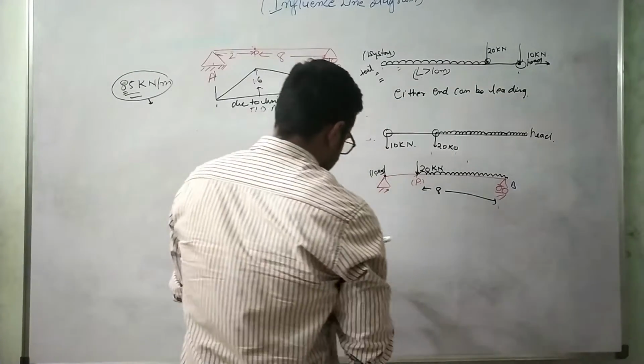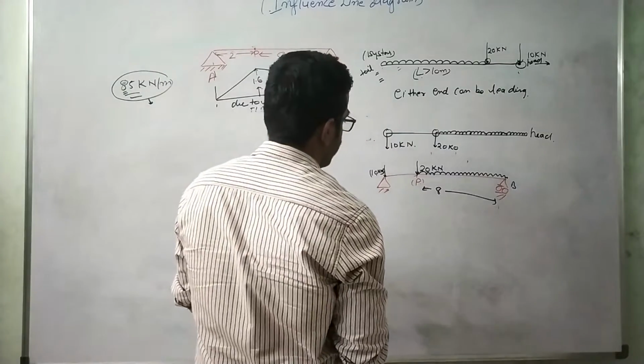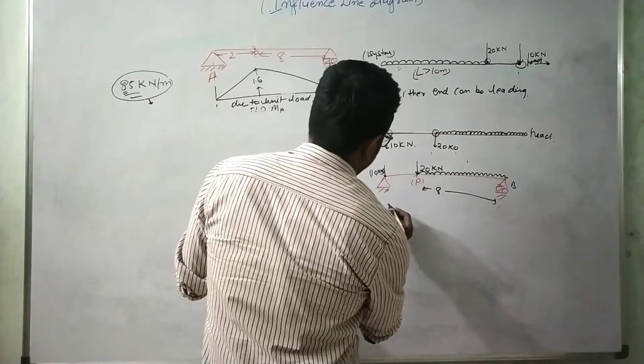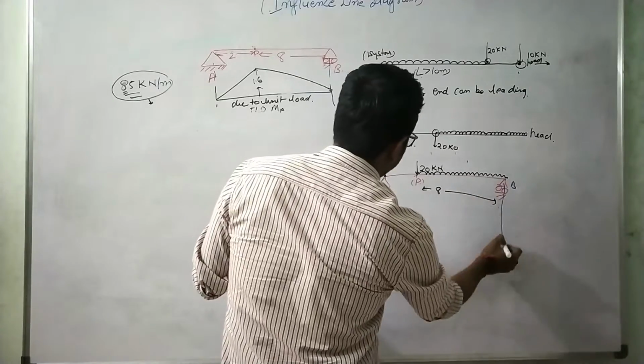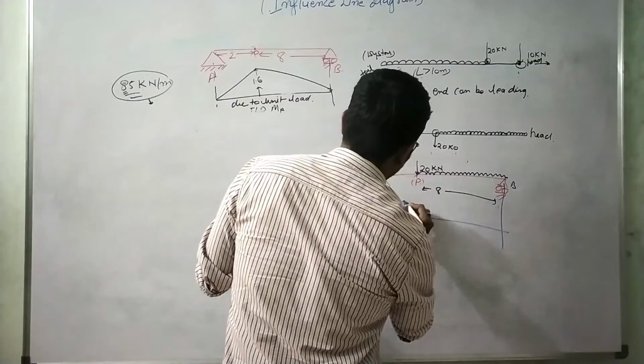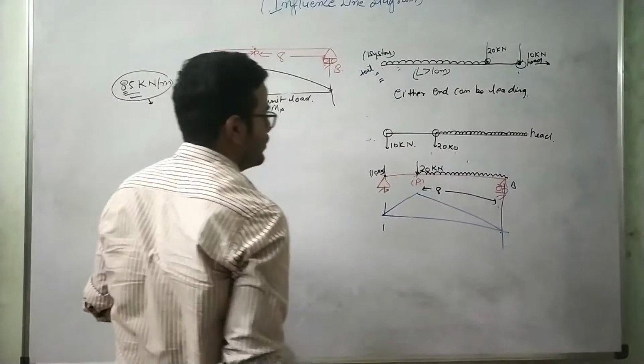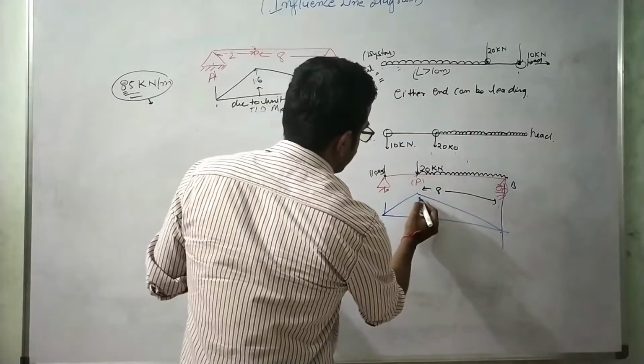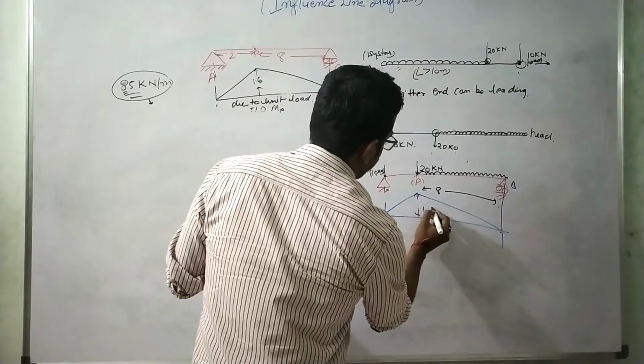Okay, so now you can see that first we draw the ILD due to unit load. So the value will look like this. Load, the moment ILD, of the moment due to unit load. Again, this ordinate is nothing but 1.6.